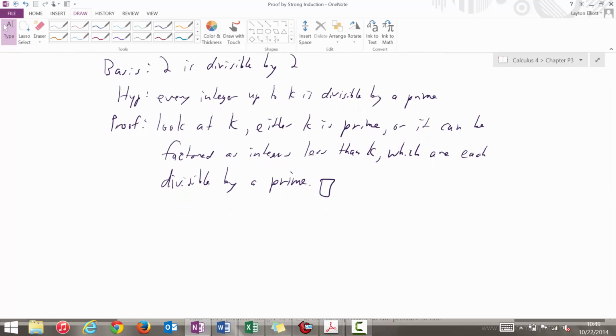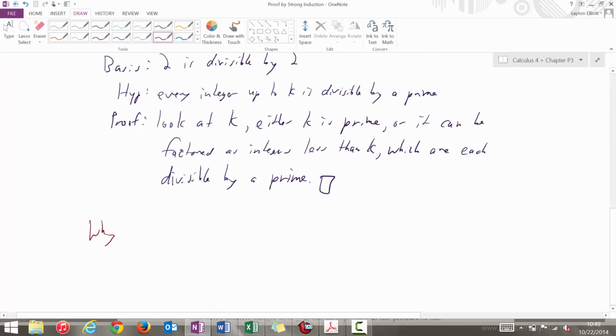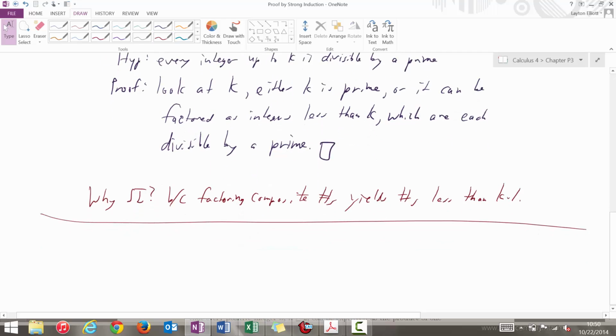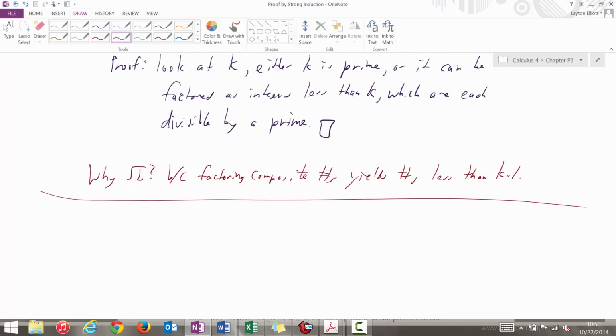Now, the question is, why do we have to use strong induction? Ultimately it's because we're factoring composite numbers. And when factoring composite numbers, it yields numbers that are less than k minus 1, less than one step before. So we have to look at all the possibilities before that when doing this. So that's a simple example of strong induction. Let's go a little bit more complicated, a little bit more of an interesting one.